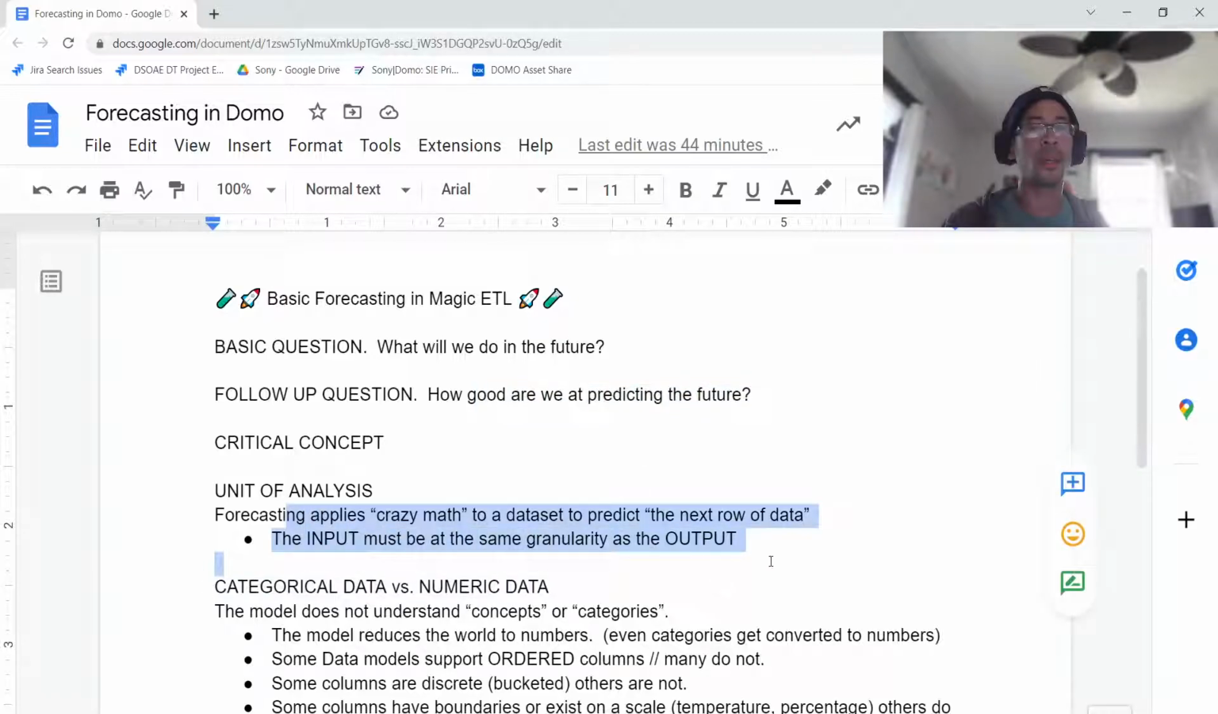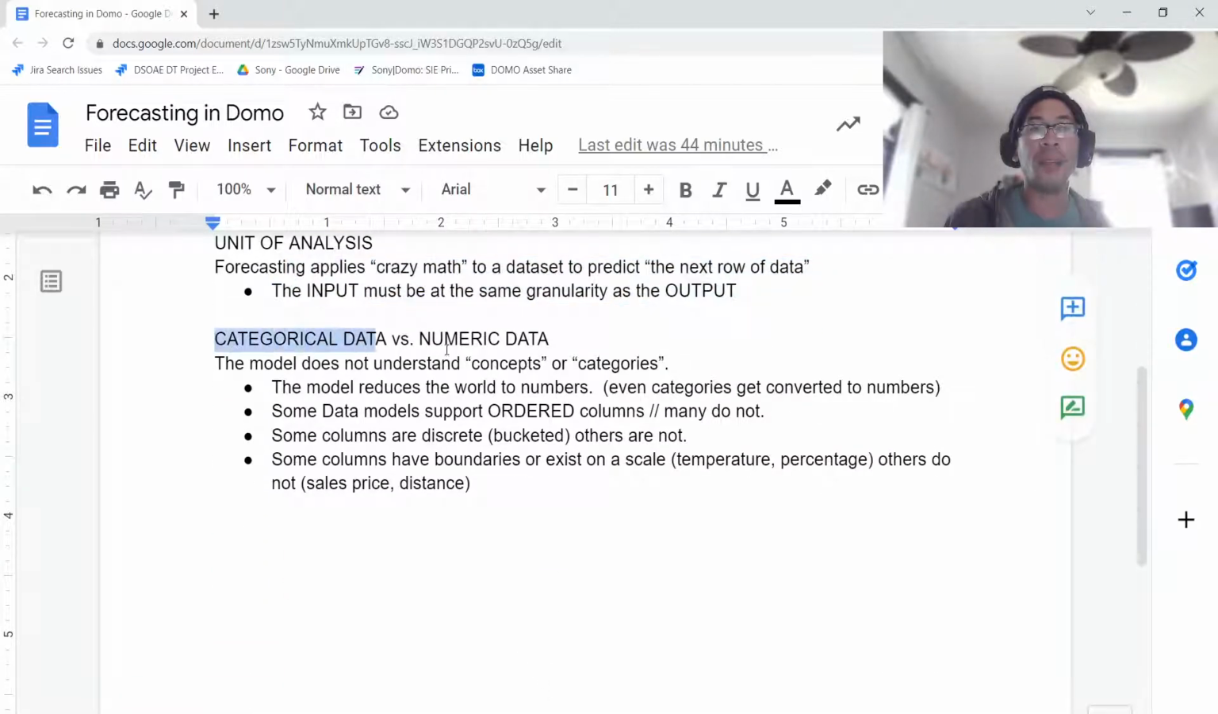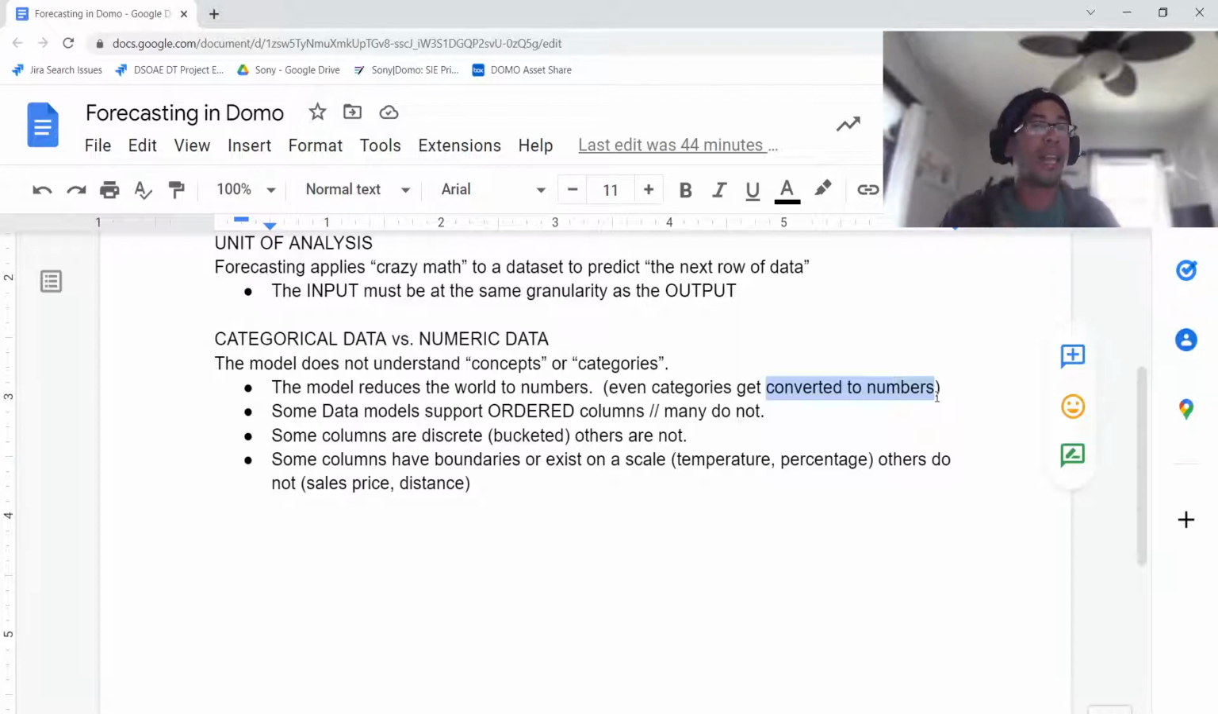Some key learnings were that the granularity of your input must be at the same granularity as your output. So if I want to have 1 row per store, my data needs to be 1 row per store. If I want to have 1 row per day, my data needs to be aggregated to 1 row per day. We went through this idea that a lot of data models do not handle the concept of categories. Instead, categories get converted and reduced down into numbers. So if I have multiple stores, I actually need to have multiple separate models or multiple separate forecast tiles. And that's why we're seeing a bunch of tiles that look the same.